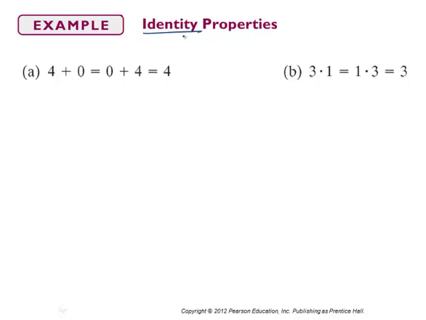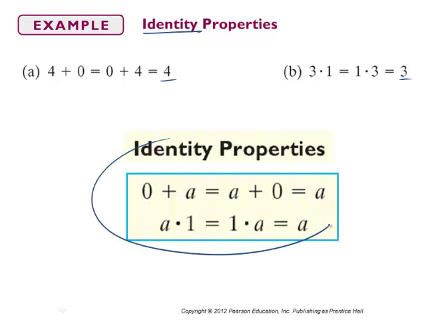Let's now talk about the identity. 0 is the additive identity for the real number system, and 1 is the multiplicative identity for our real number system. Now, 0 is the number that when you add it to any other number, you get the same number. So 0 plus 4, for example, is 4. 1 is that number that when you multiply it to any other number, you get the same number. So 3 times 1 is 3. 1 times 3 is 3. It doesn't change the number that you multiply by.